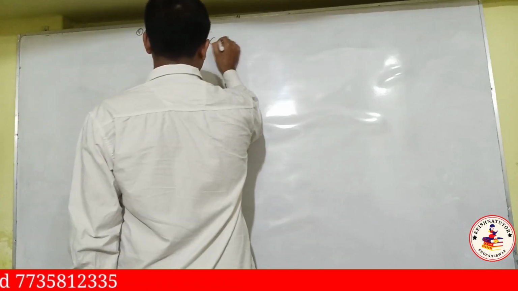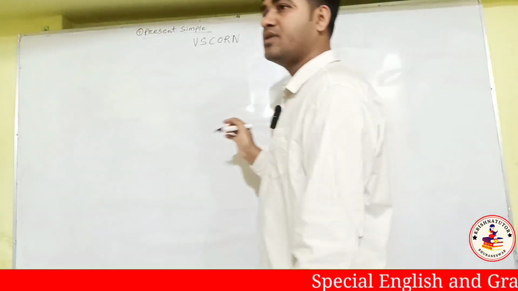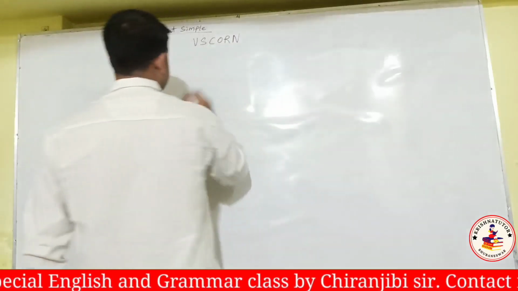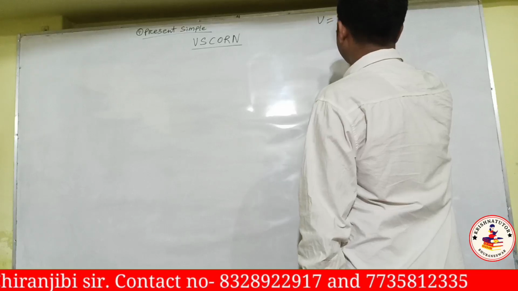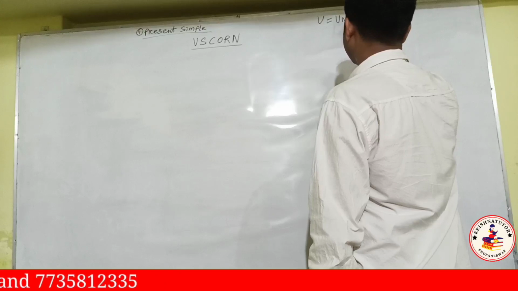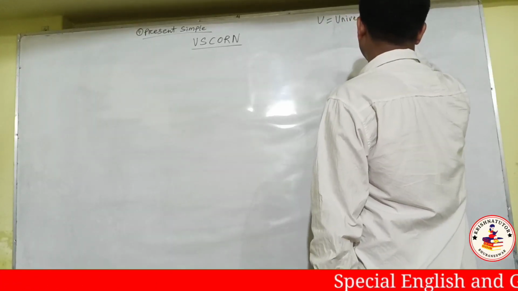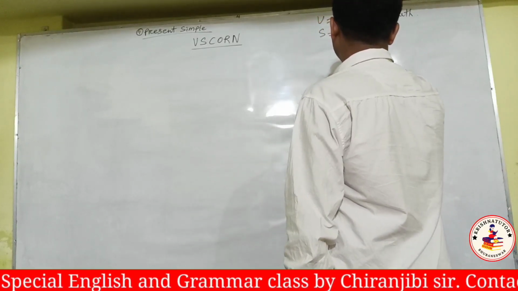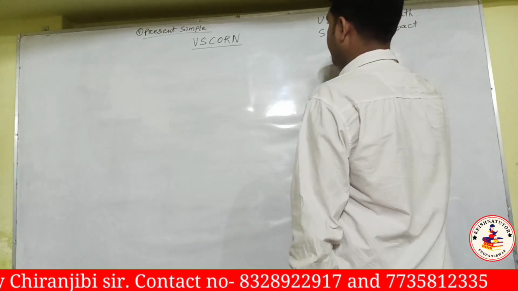USCORN. This is the rule. Write but don't speak, just keep quiet. What is the full form of USCORN? U for universal truth, S for scientific fact.